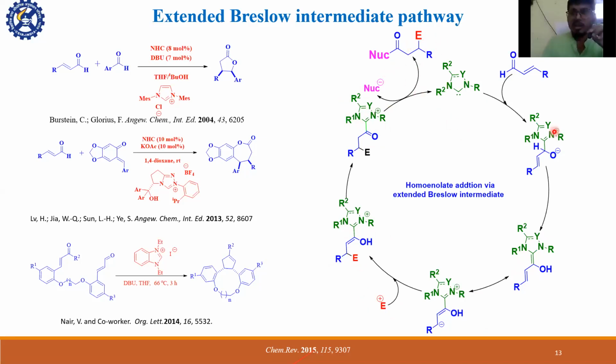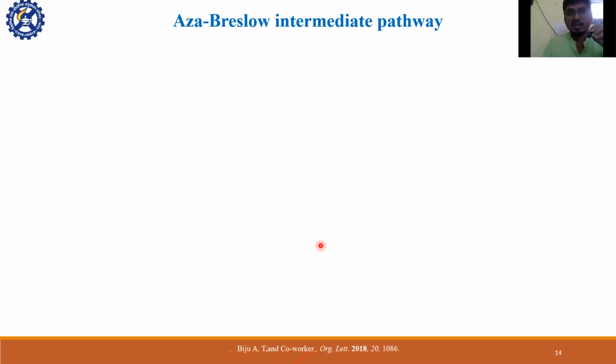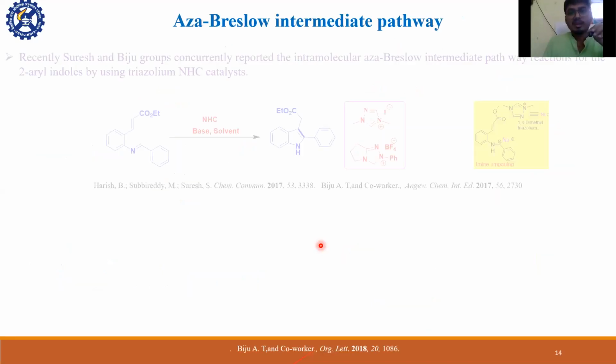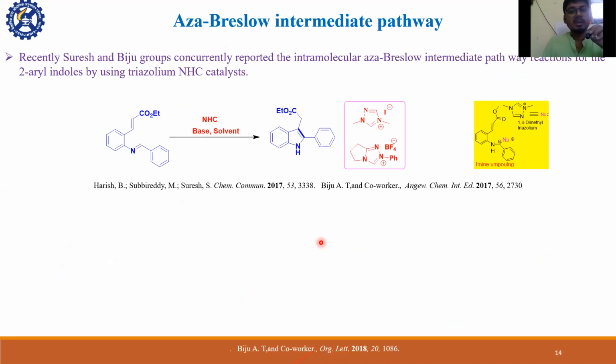So here, at a time, we can add one nucleophile and one electrophile and form several types of molecules. I mean, several types of molecules you can synthesize by using this extended Breslow intermediate. Later, as a Breslow intermediate, in this case, the 2,3-disubstituted products were synthesized by our group. Continuously, other groups also synthesized these molecules by using different catalysts.